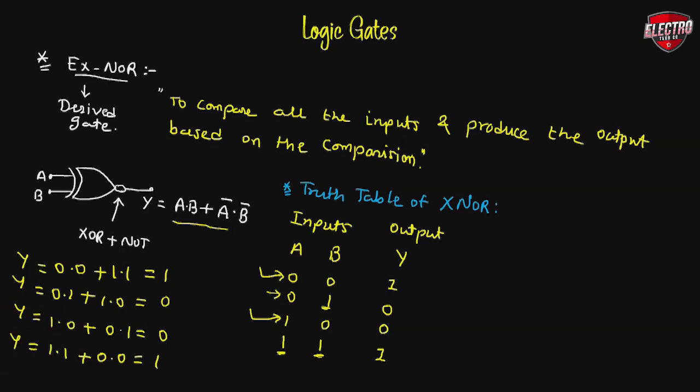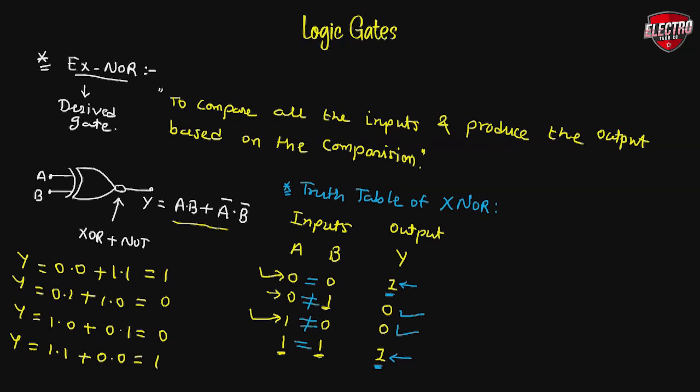As you can observe in the truth table of exclusive NOR gate, we have output active high when A is equal to B, and in the last case A is equal to B is equal to 1. So when both the inputs are equal, we get output 1 in both the first and last cases. In the second and third cases we don't have equal inputs, A not equal to B, so we get active low outputs. This is the truth table.